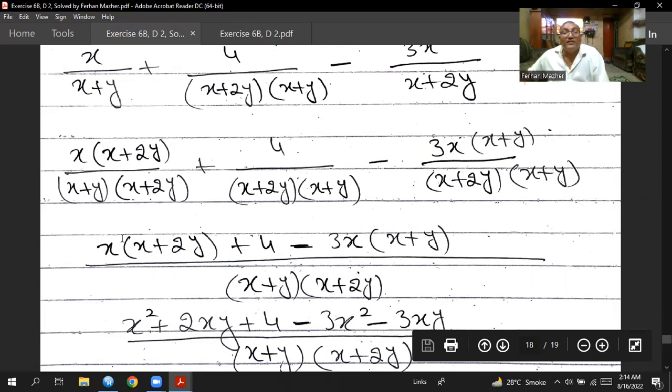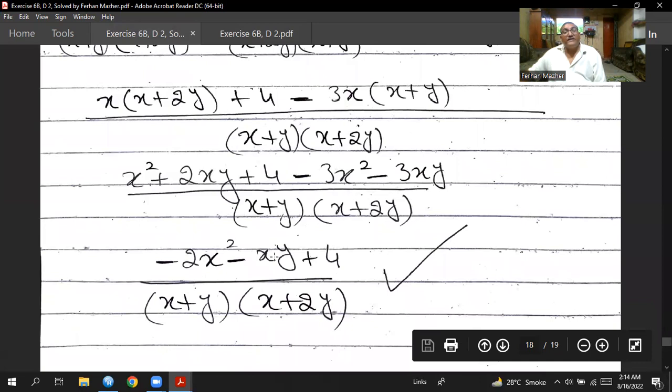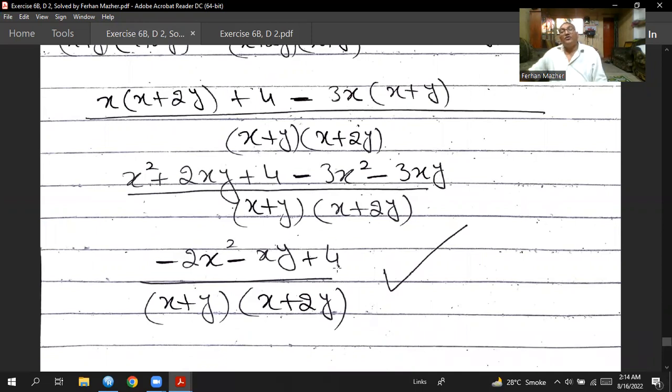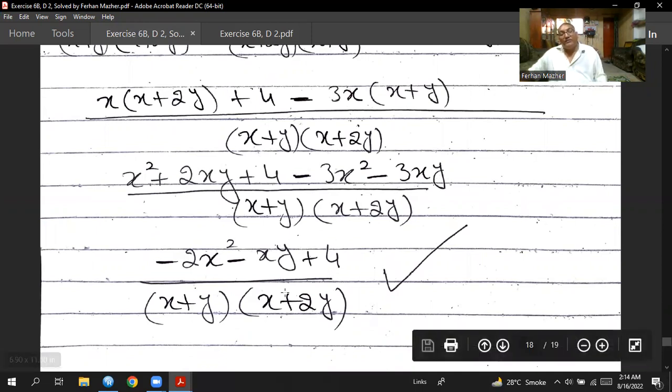So here you will have x multiplied with this. So this will become x squared plus 2xy, and then just plus 4. And from here, this negative will change the sign. So you will have minus 3x squared minus 3xy. Now you can see you will have x squared minus 3x squared. That will be minus 2x squared plus 2xy and minus 3xy. You are left with the minus xy. Plus 4 will remain as plus 4. So divided by. So this is how you will do this question.